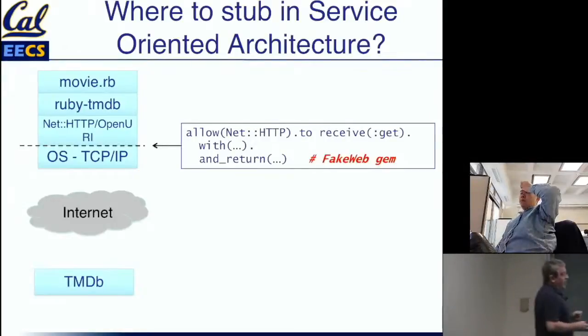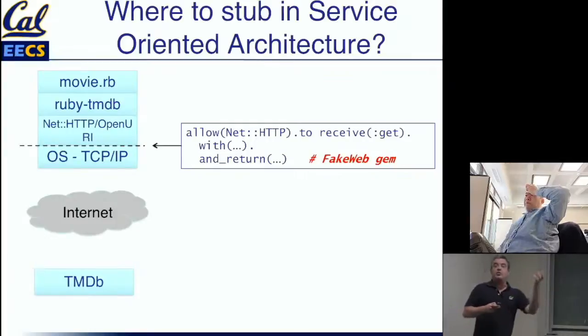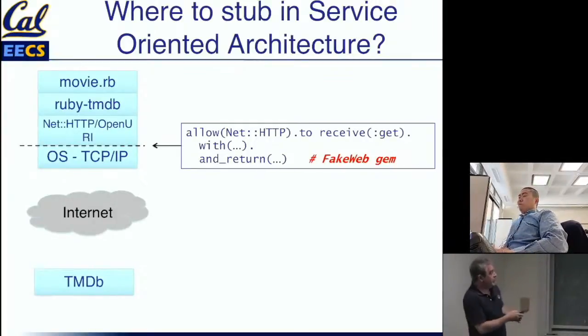I can probably be a little more compulsive and say, well, even if there's a library, at some point that library has to use Ruby's functionality for actually using the internet. So I could stub at the level of HTTP. And at this point, basically, what am I testing? Well, if this library is a third-party library, maybe not so useful.